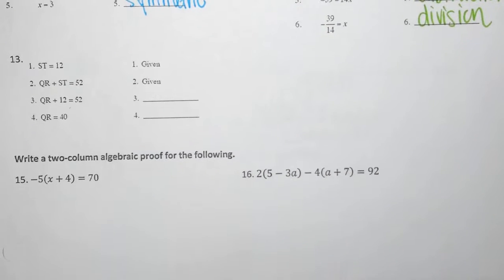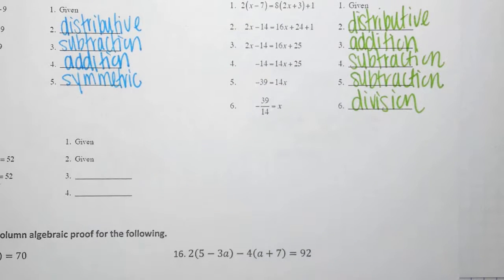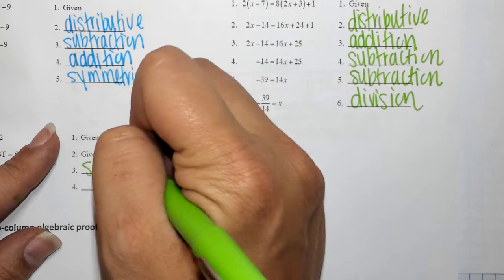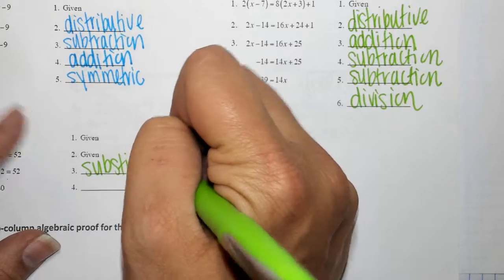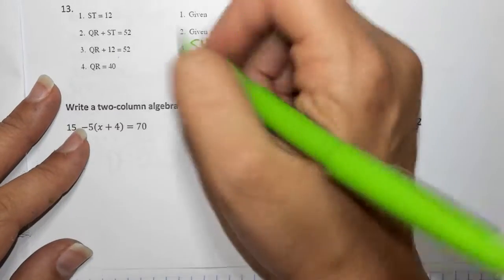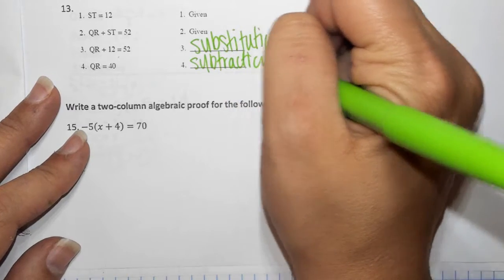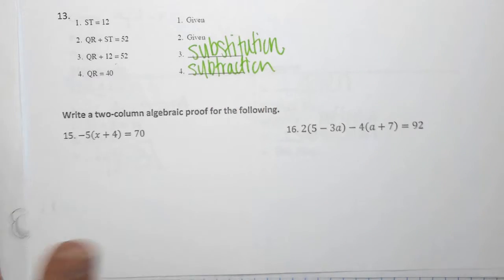Is anybody not done? All right, so 13 for 3. What did they get? Substitution. Alright, and then number 4? Subtraction.